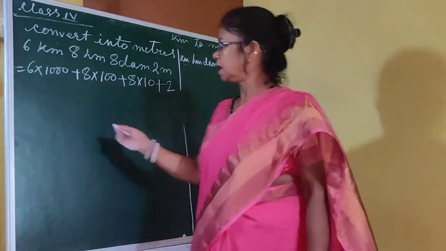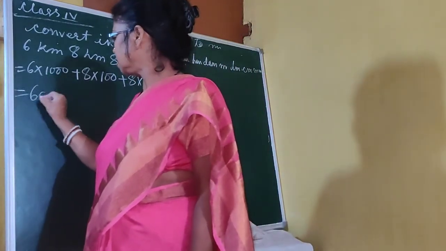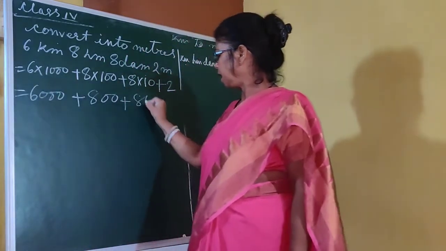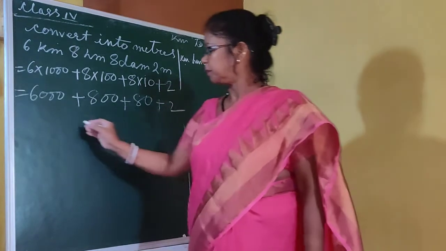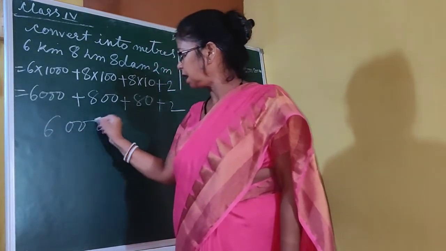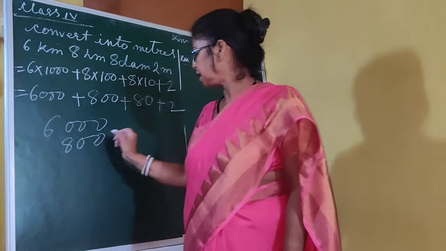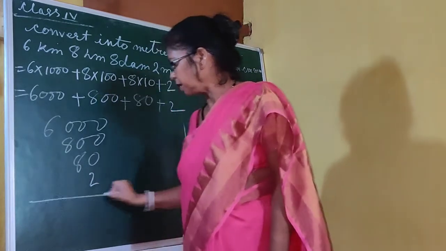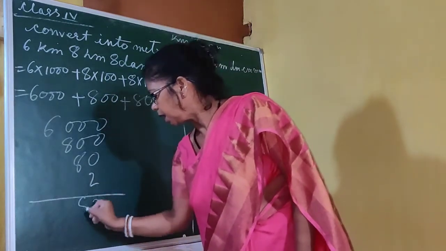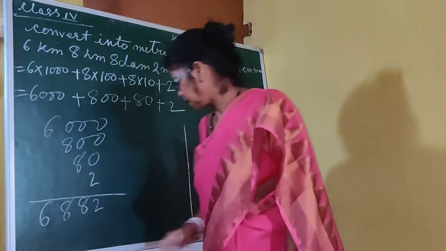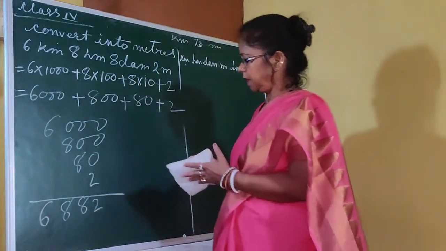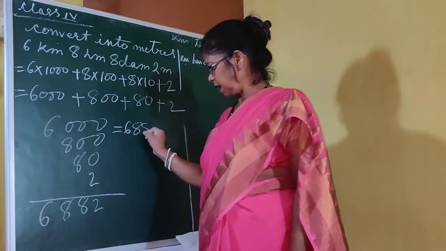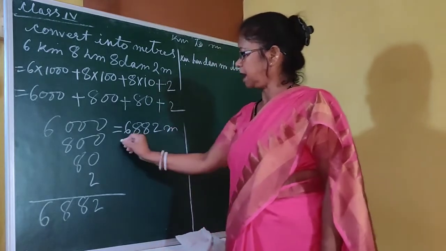Then it will be 6 into 1000, 6000 plus 800 plus 80 plus 2. Then it will come to 6882, in the smaller unit. So the answer is 6882 meter. This is the answer.